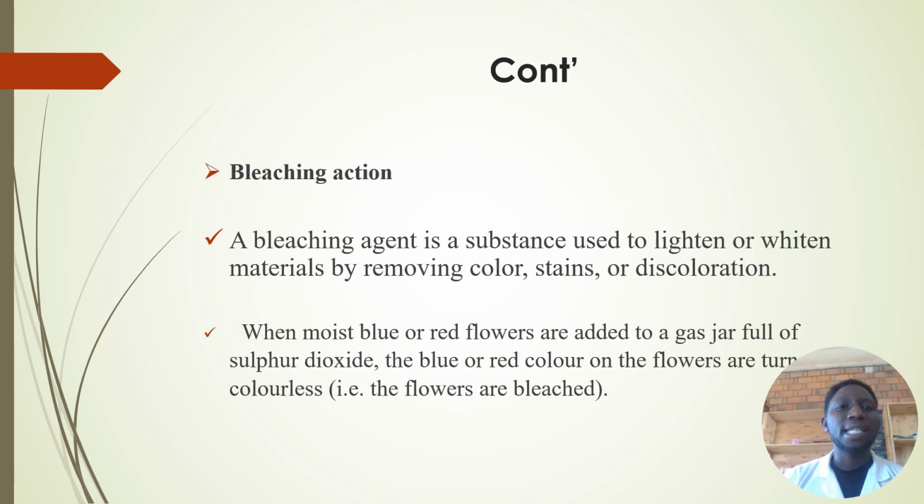Sulfur dioxide can also act as a bleaching agent. Let's first get the meaning of a bleaching agent. A bleaching agent is a substance used to lighten or whiten materials by removing color, stains, or discoloration. This means this substance removes color from other substances. When moist blue or red flowers are added to a gas jar full of sulfur dioxide, the blue or red color of the flowers turns colorless. This means the flowers are bleached.